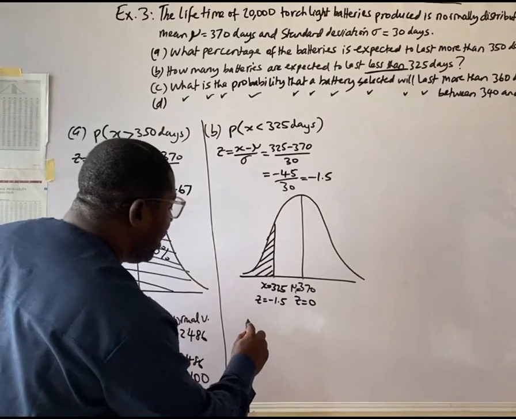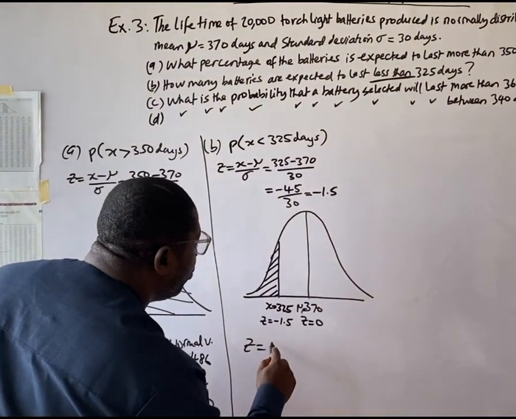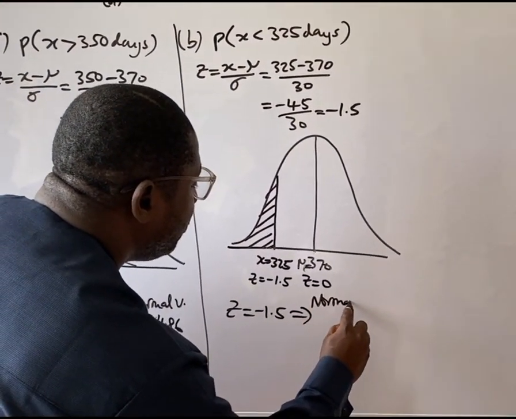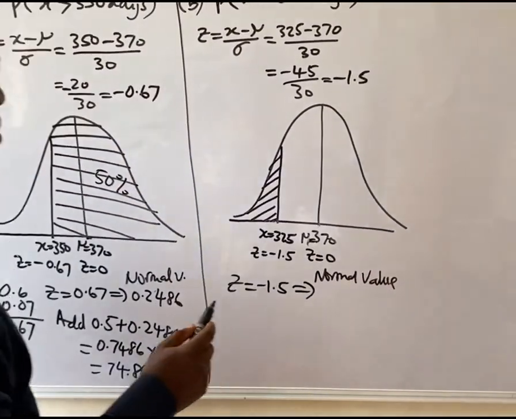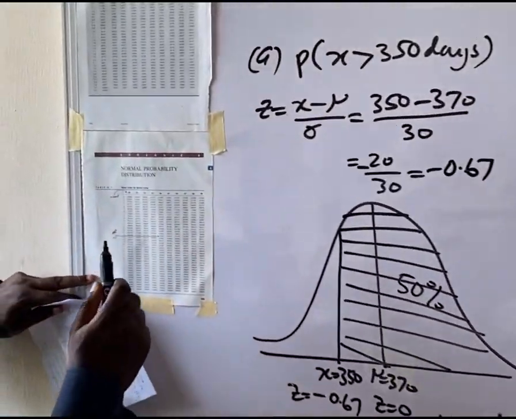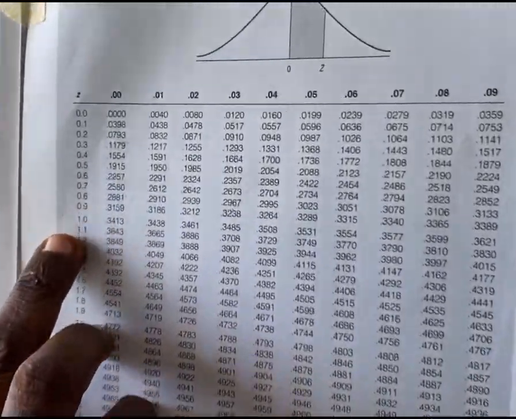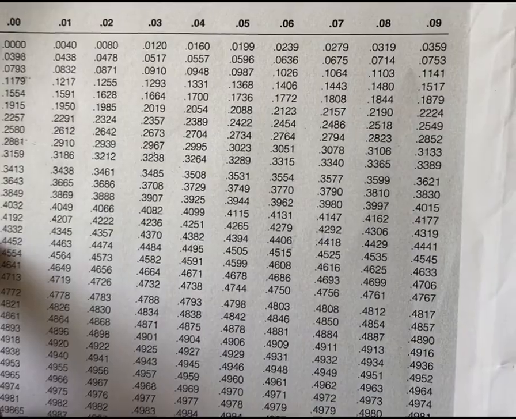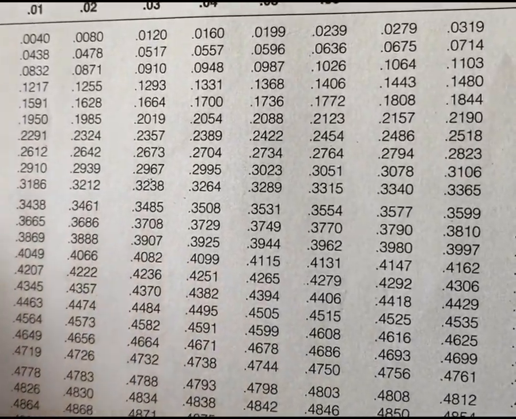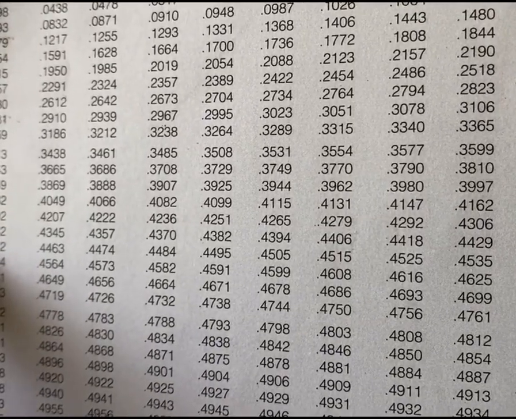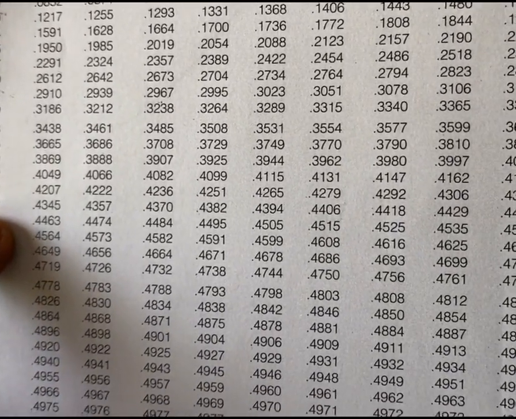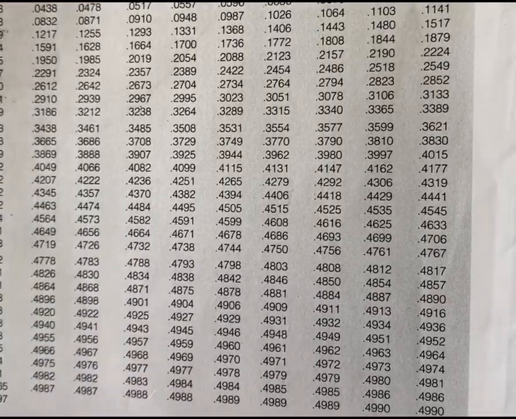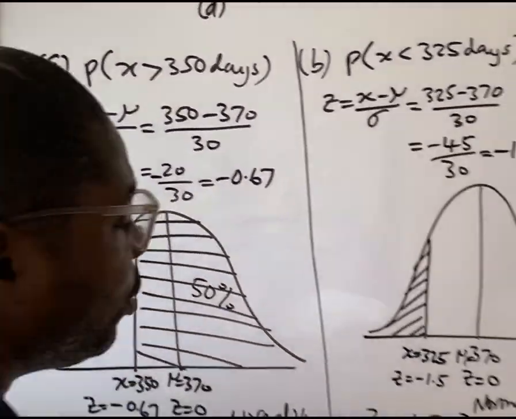So let's go to our normal distribution table. We write z-score is equal to minus 1.5, and then our normal table value is what? Let's go to our normal table. We're looking for 1.5. This is the z-score column, and this is 1.5 under 0.00. That's 0.4332.